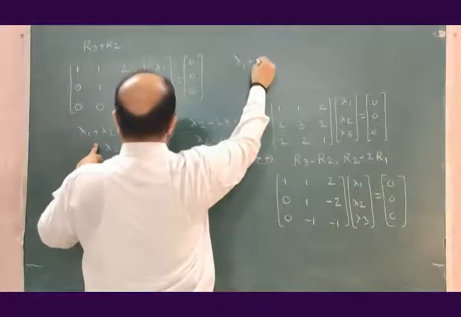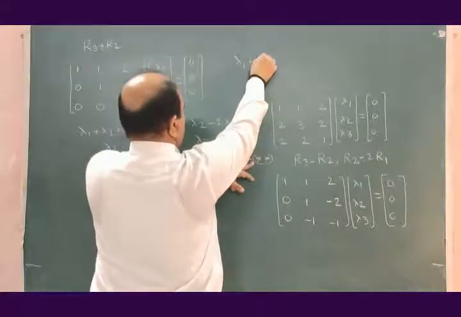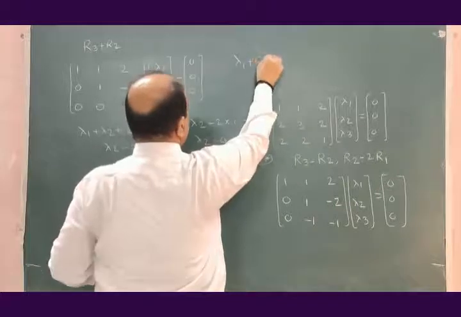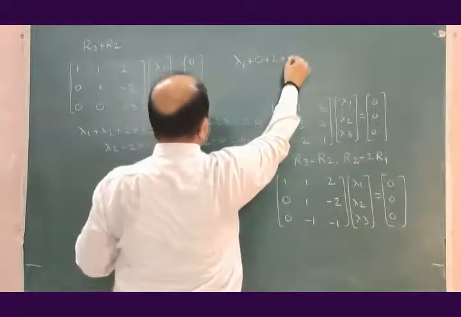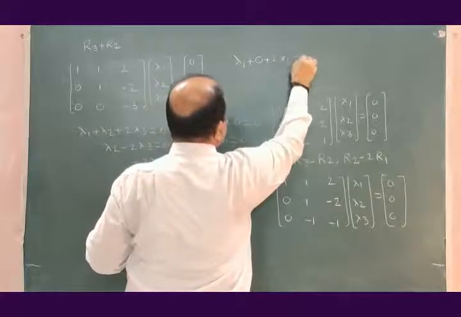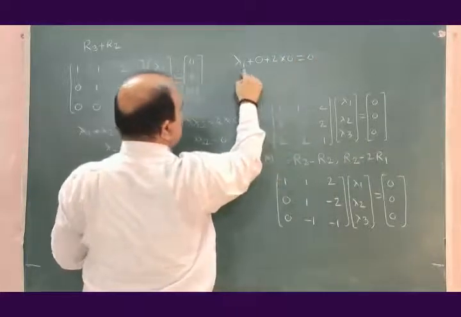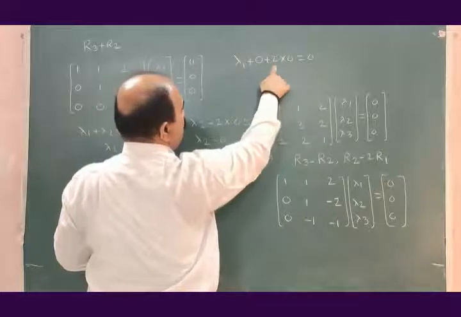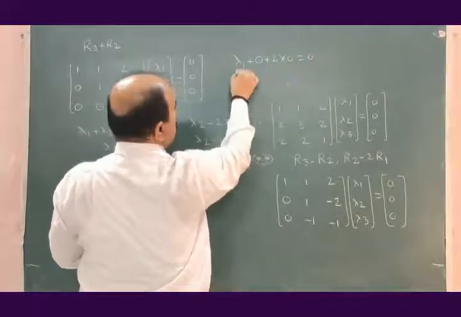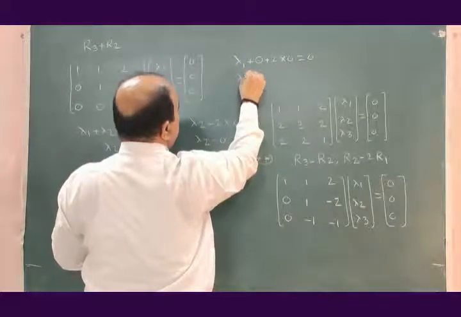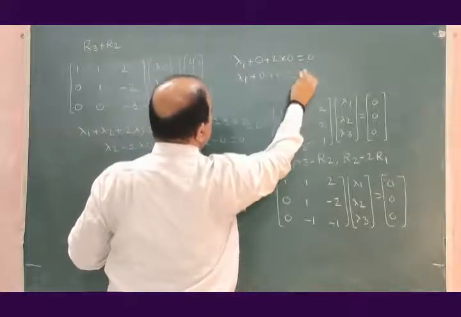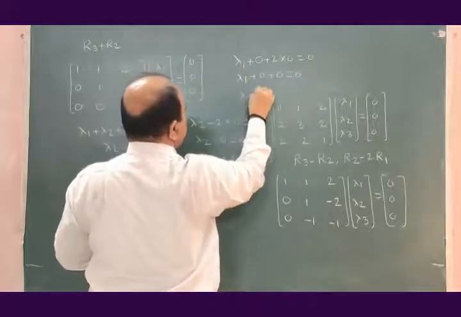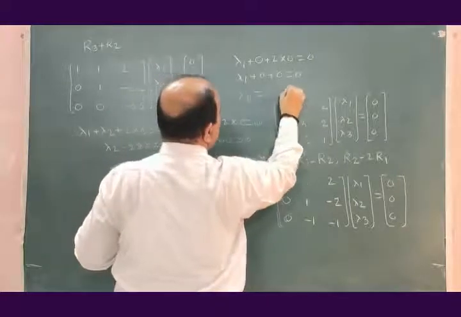Lambda 1. What is lambda 2 from 2 star? 0, plus 2 lambda 3, and lambda 3 is 0, is equal to 0. That is lambda 1 plus 0, 2 into 0 is 0. Lambda 1 plus 0 plus 0 is equal to 0. That is, lambda 1 is equal to 0.